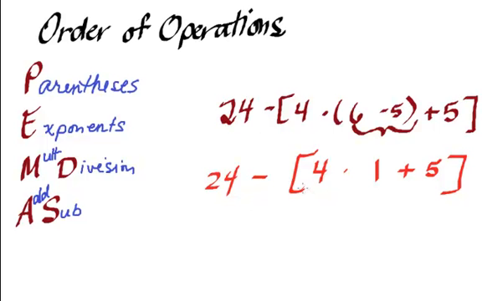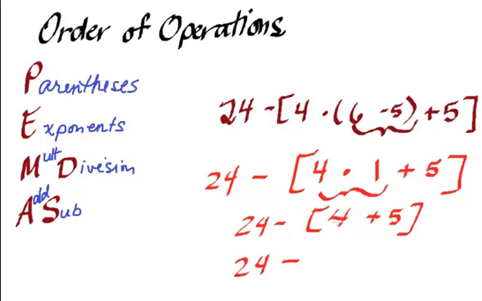Now our brackets, we treat those just like parentheses. So now we have to look inside of these parentheses. We have multiplication and addition. Well, multiplication comes first in our order of operations. So we're going to do this multiplication first here. 4 plus 5. We have 24 minus that quantity. 24 minus 4 plus 5 is 9. So now we're left with 15 as our final answer.